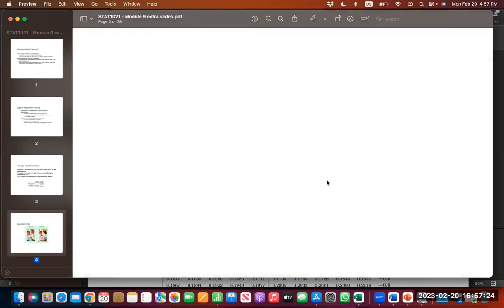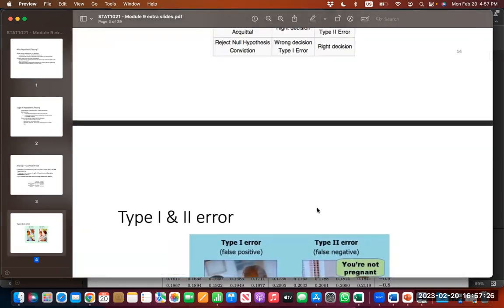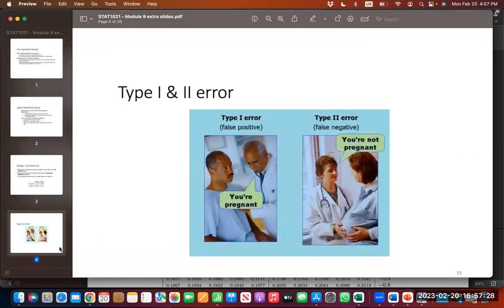Just to illustrate, and this is in the PDF, there are these two pictures. You're assuming a false positive by rejecting something that you shouldn't have rejected, and you're accepting something that should have been rejected as being correct. So that's a false negative.